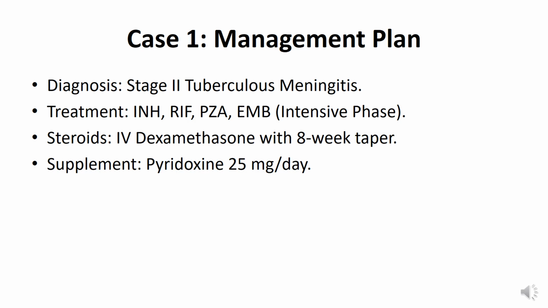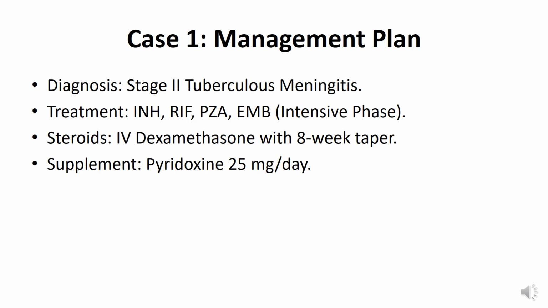Without adequate vitamin B6, patients may develop numbness, tingling, or weakness in the hands and feet. Pyridoxine helps prevent these complications and supports healthy nerve function. This comprehensive management plan targets both the infection and its consequences.